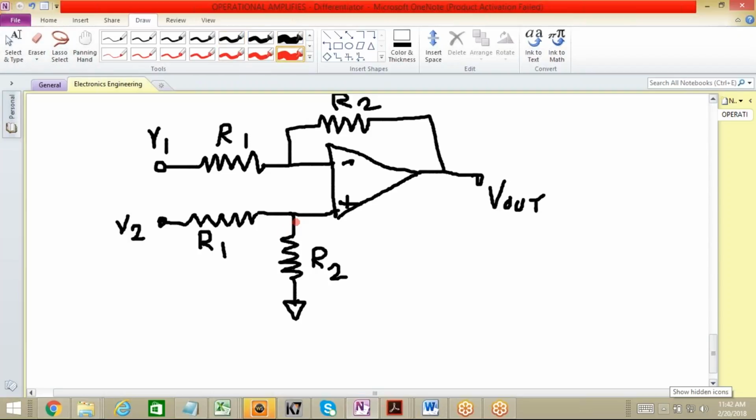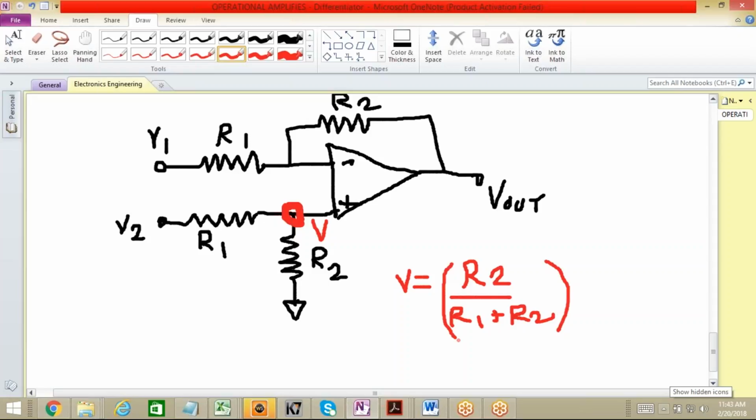Now let me figure out a point over here. What should be the voltage over here? Let's say the voltage drop at this point, which is coming through the voltage divider circuit, is V. So this V will be equal to what? As you can see here, V, which is coming through the voltage divider circuit, will be R2 upon R1 plus R2 multiplied by V2.